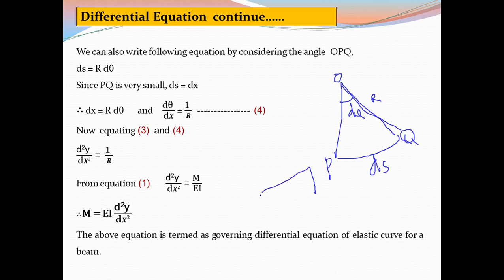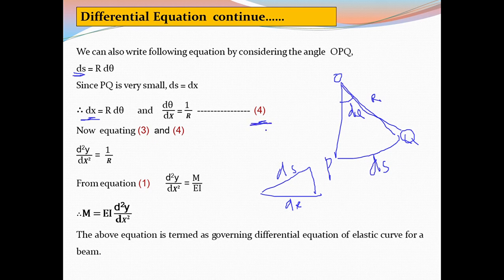We know that this is the curve ds and this straight line is dx, so we can write ds as dx because it is very small. ds is equal to dx. Therefore, dx is equal to r d theta. Taking d theta to this side, d theta by dx is equal to 1 by r. This is equation number 4.